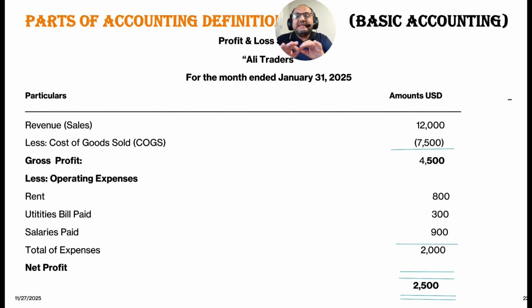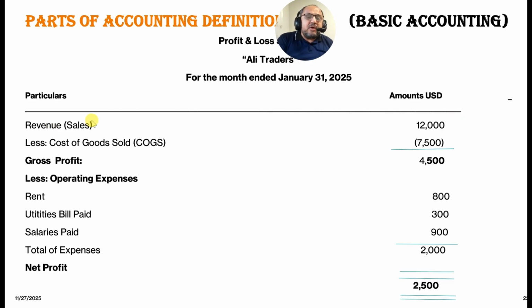But I wrote a slight amount for those who are new to the profit and loss sheet, who are learning basic accounting, to understand better. If I write a big amount, then I have to write more expenses here. For a slight amount, slight expenses, for your better understanding.